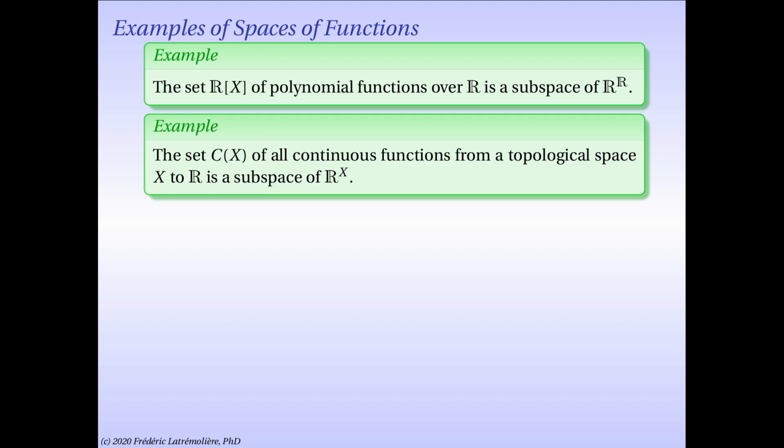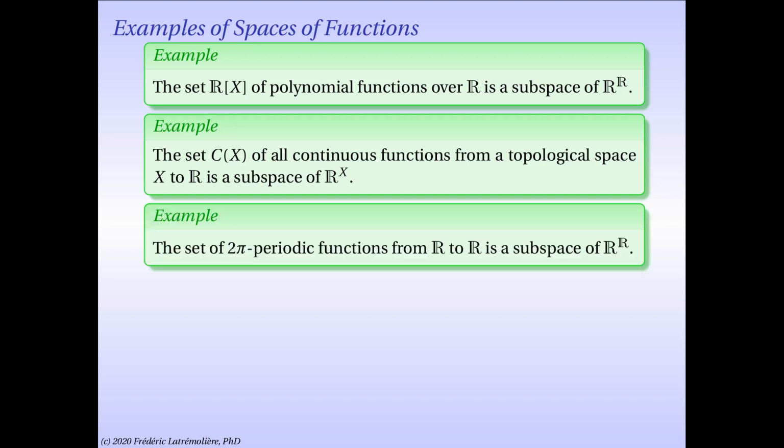The simplest example maybe could be something like X equals the closed interval 0, 1, or something like that. There are, of course, many such spaces. The set of 2 pi periodic functions from R to R is a subspace, again, of the set of all functions from R to R. All of that is easy.